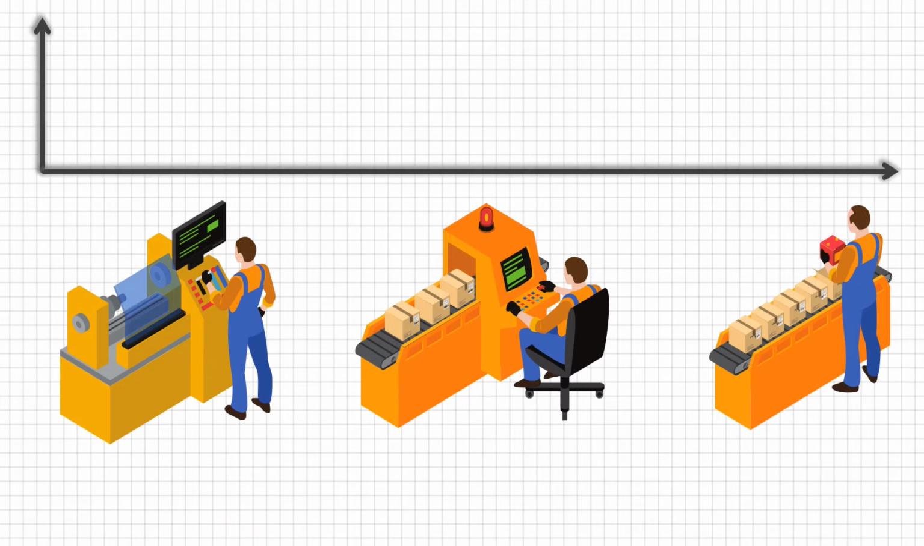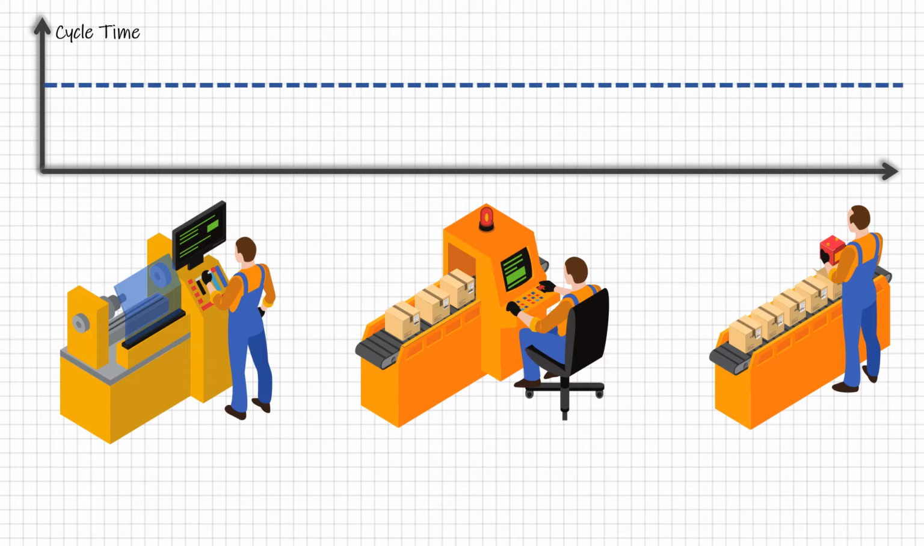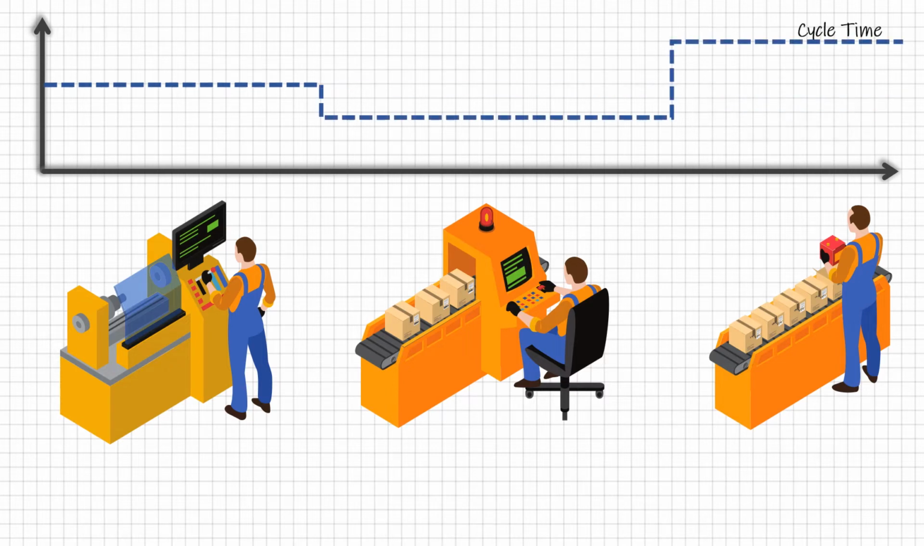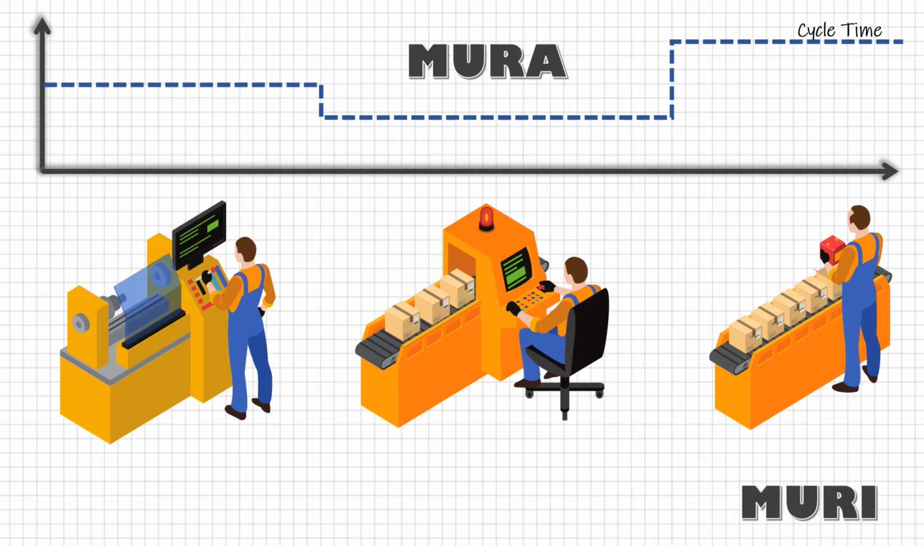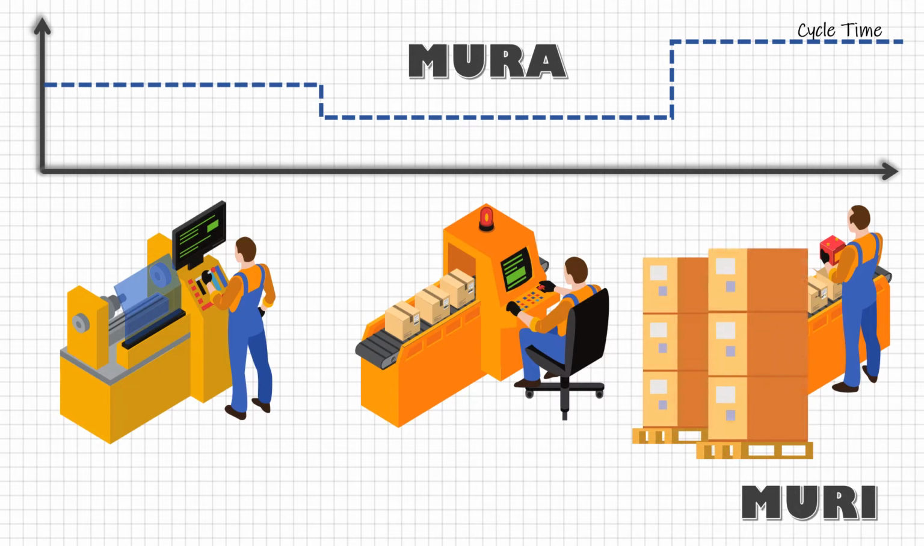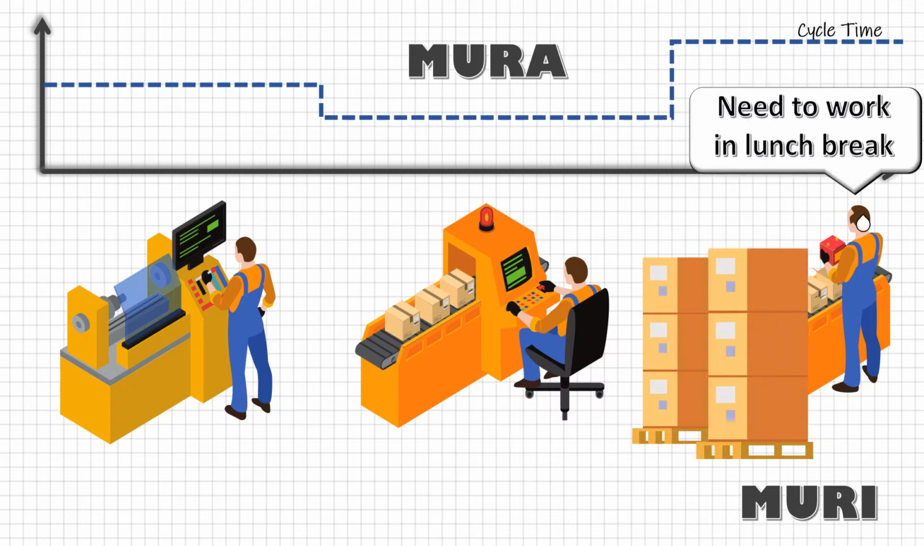For example, let's say in a production line, if cycle time of all the machines are equal, there is a flow. But if cycle times are different, that is, there is Mura, the variation, then the machines with high cycle time will experience Muri, the overburden. That is, those machines will always have to be running, maybe even in the lunch breaks. And the machines with less cycle time will experience Muda, the waste of waiting. That is, those machines will be idle after each cycle.